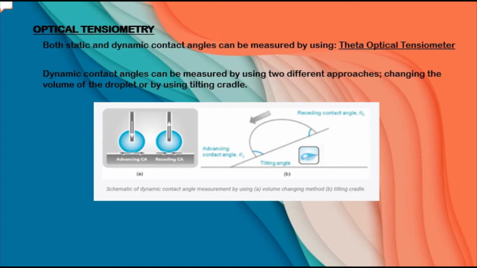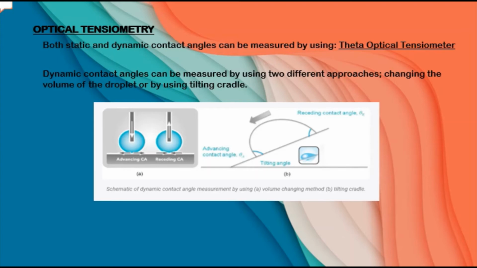Both static and dynamic contact angles can be measured by using a Theta optical tensiometer. Dynamic contact angles can be measured by using two different approaches: changing the volume of the droplet or by using a tilting cradle. So in practice, a droplet is placed on the solid surface and the image of the drop is recorded. Static contact angle is then defined by fitting the Young-Laplace equation around the droplet, although other fitting methods such as circle and polynomial can also be used.